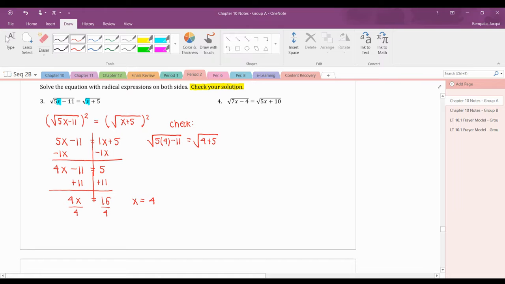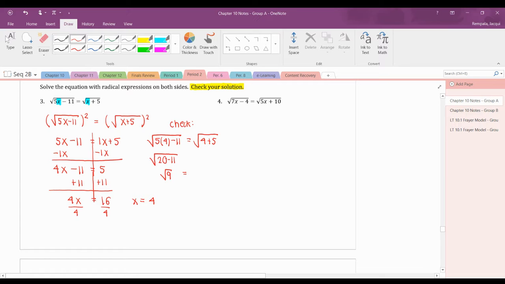So I just want to make sure, does the left side under the square root match the right side? So I'm going to focus on the numbers under the square root. 5 times 4 is 20. I want to know, if I subtract 11, what am I going to get? Well, 20 minus 11 would give me 9. So you can leave it as the square root of 9.